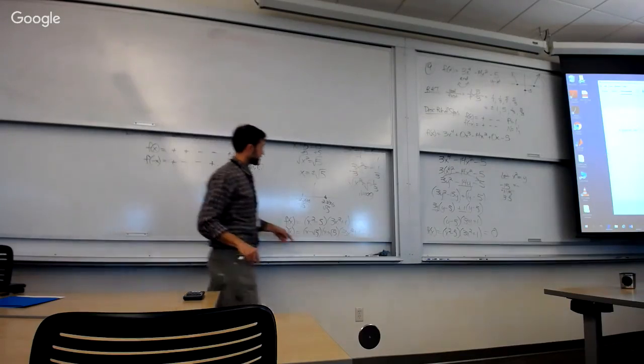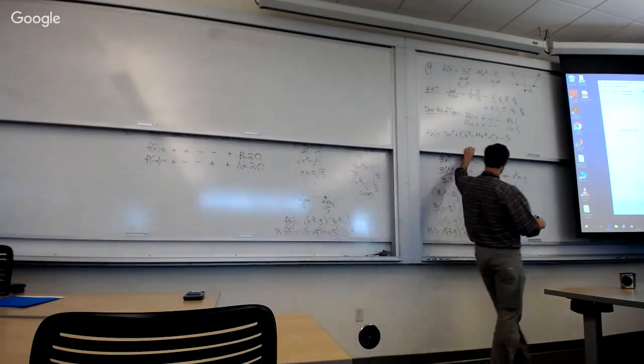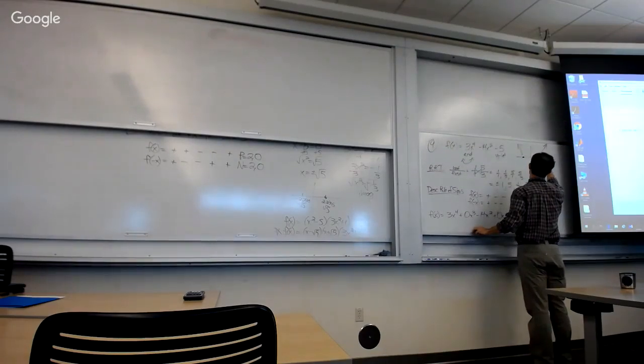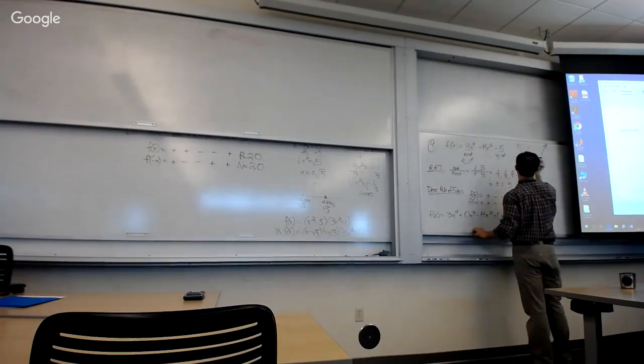So going back to the graph that we wanted to draw from the very beginning, we now know that our x-intercepts were at positive root 5 and negative root 5. And the graph comes down, goes through, and back up.